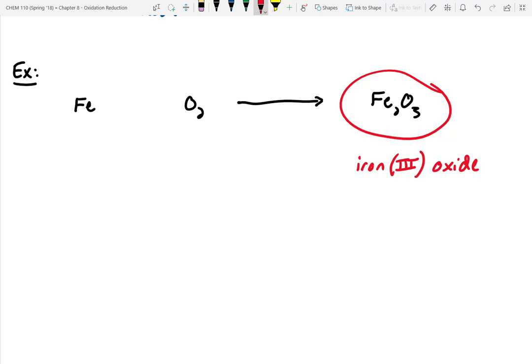All right, now what we need to do before we begin is we need to balance this equation. So let's try to balance it really quick.